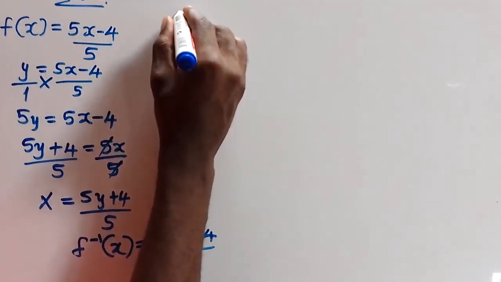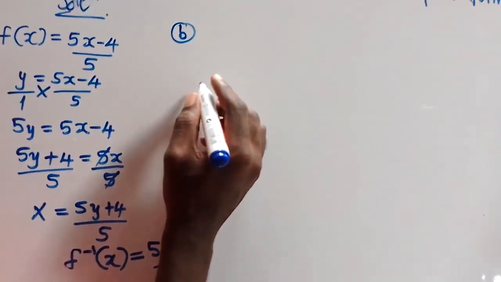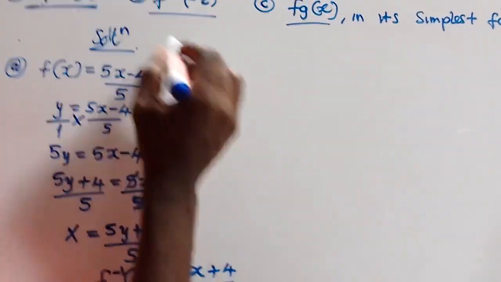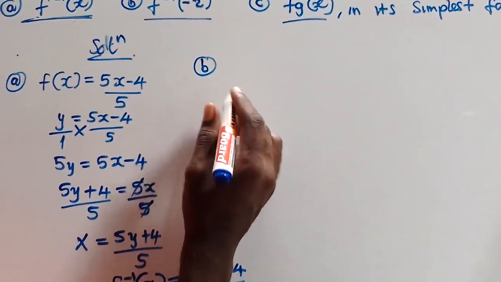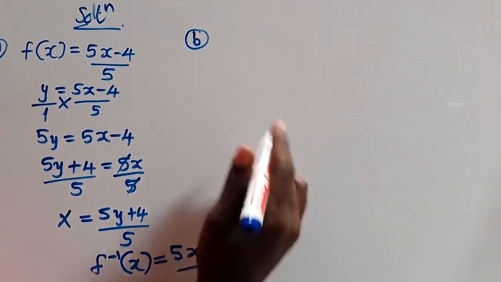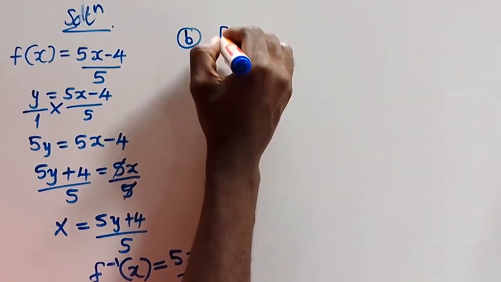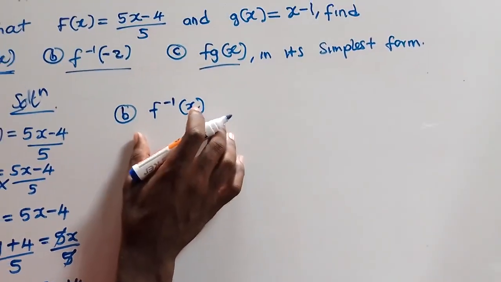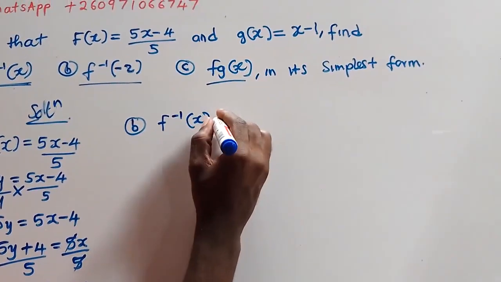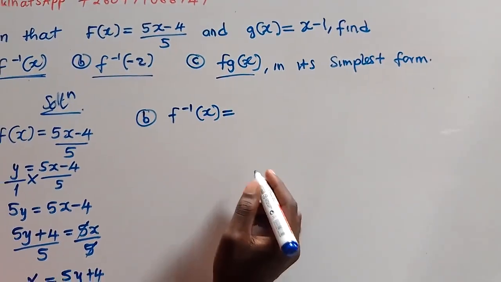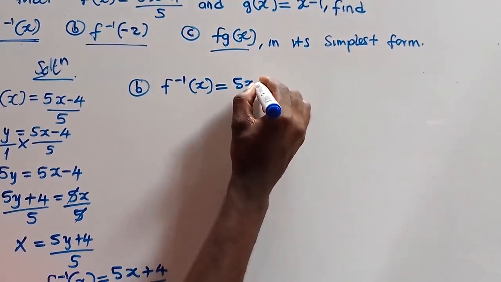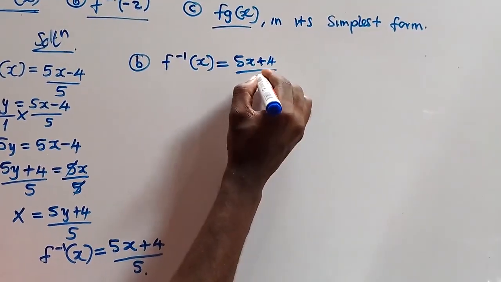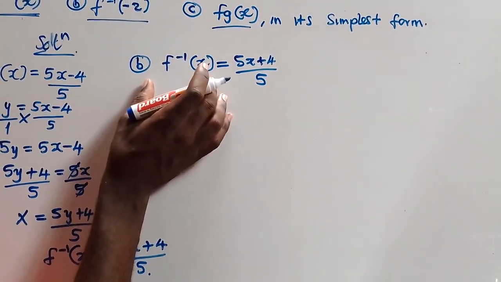Then we move to b. So the way you are going to answer b, it's f inverse. So it is coming from f inverse of x. So what is f inverse? The inverse of that is 5x plus 4 over 5. This is the inverse of the function.